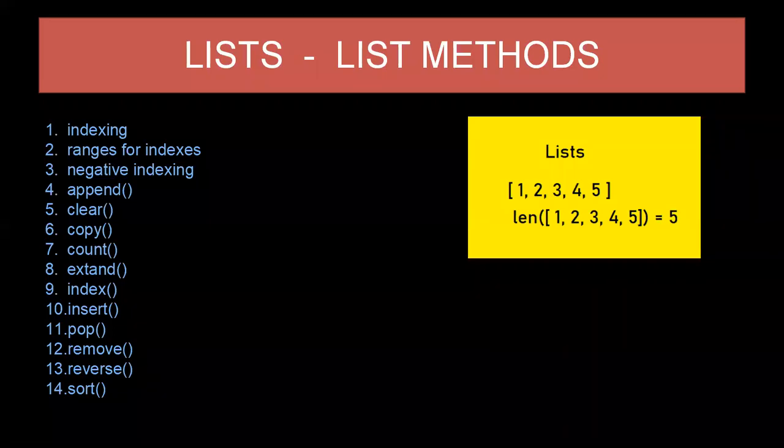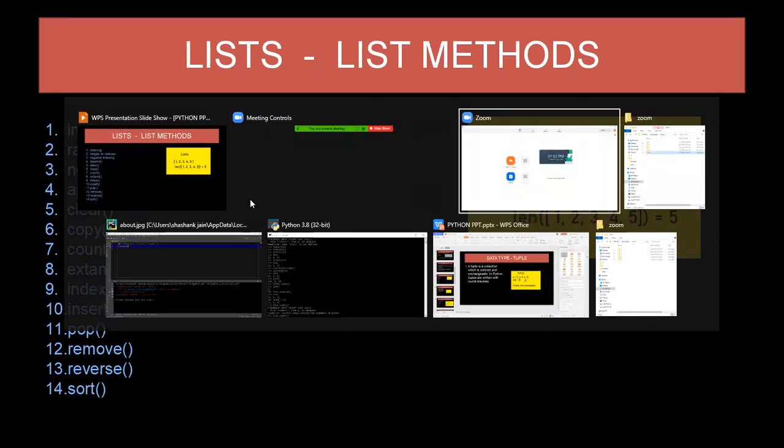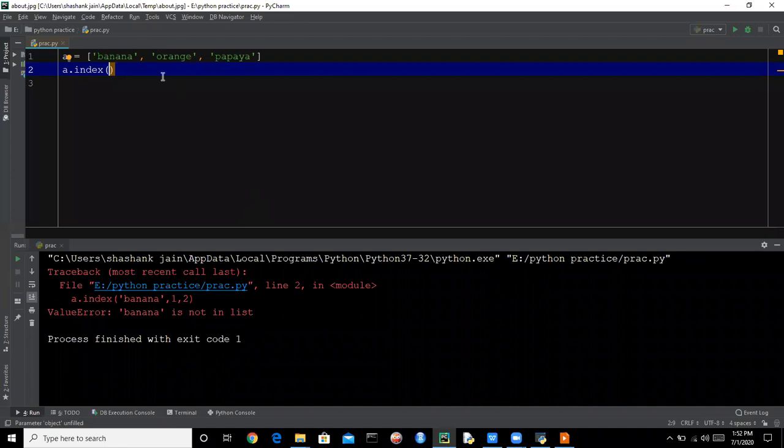So the next list method is index. Let's discuss index. So here we are going to discuss about index. We want to search for banana, B A N A N A. So here we want to search for banana.